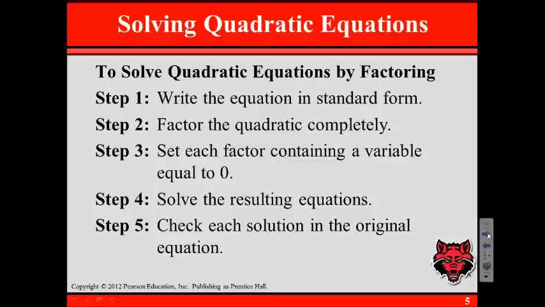That means if we have a GCF that is just a constant, we can ignore it during the setting equal to 0 step. Step 4, we solve the resulting equations. And step 5, as is true in most sections, we can check each solution in the original equation to see if it actually satisfies the equation.